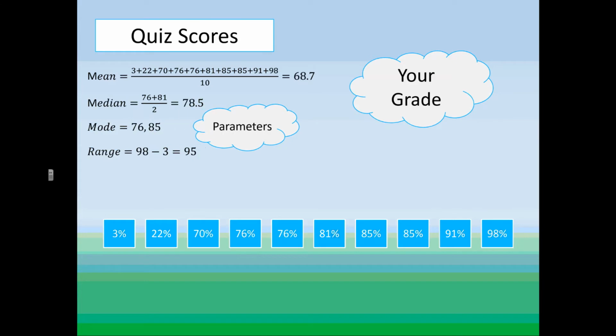These are called parameters. Parameters are a way to take a population and boil it down to just a simple number or a simple set of numbers that give us information about the population as a whole. So we don't have just a mess of numbers in our population.